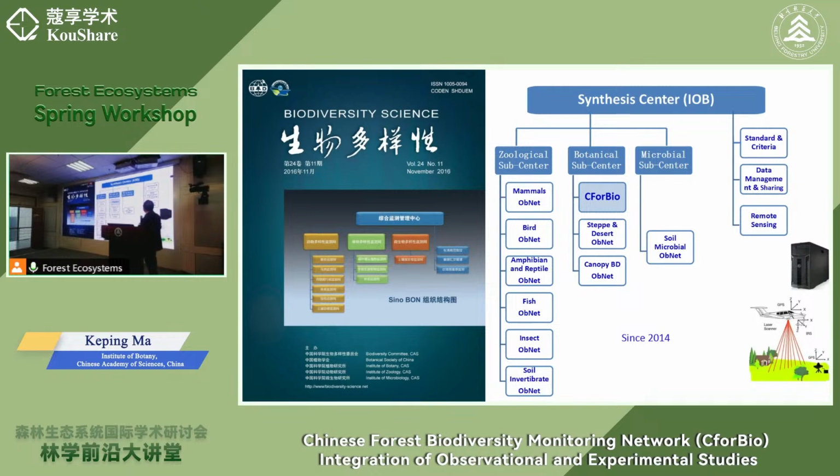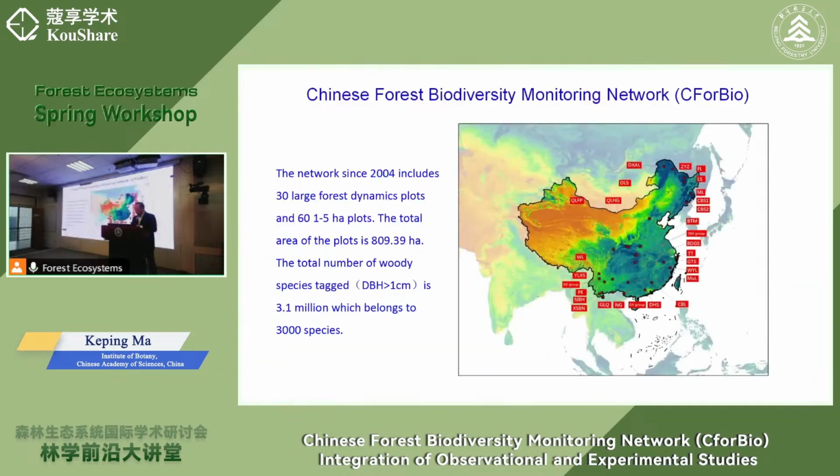And we also have a synthesis center and try to develop standards and criteria for monitoring, and also for management and sharing, and also for remote sensing, in particular near surface remote sensing. So this is the general structure of the biodiversity monitoring in China, developed and maintained by the Chinese Academy of Sciences. We also publish a good number of papers to introduce the network, the plan, the achievements. But at the moment, most of them are in Chinese.